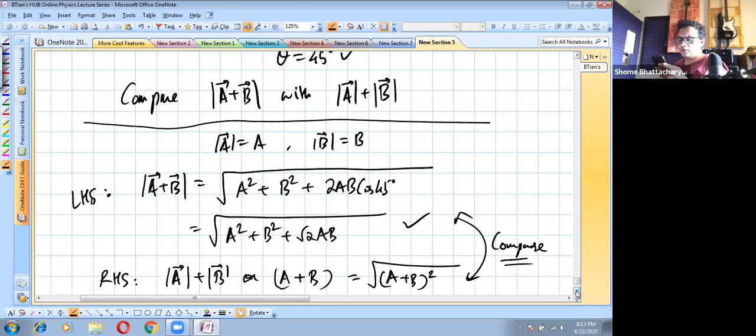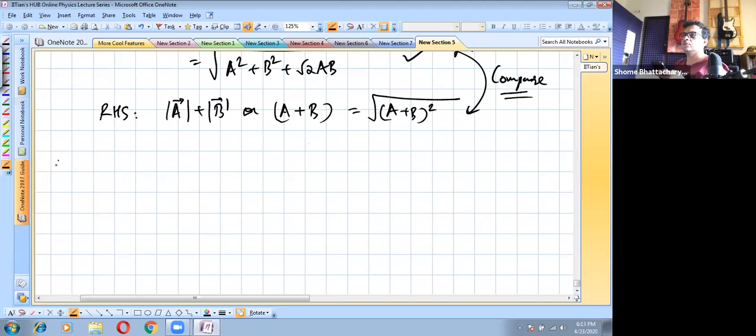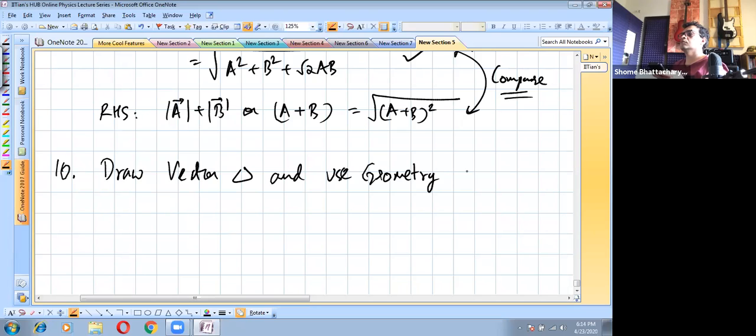The 10th, again, you can try out yourself. In the 10th, my hint is: draw the vector diagram. Draw the vector triangle and use geometry to solve it. That's it.